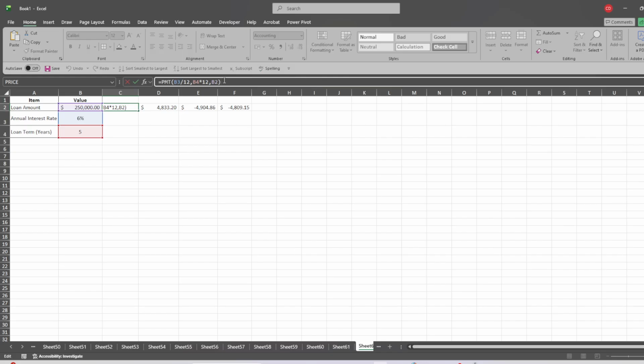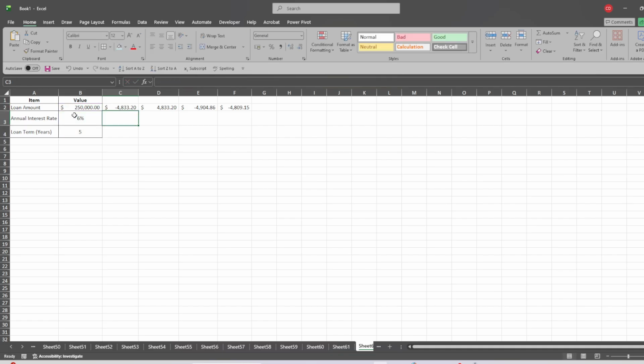This formula works because B3 divided by 12 converts the annual interest rate into a monthly rate, and B4 times 12 converts the loan term from years into months. When you press Enter, Excel returns the monthly payment. You'll usually notice that the result appears as a negative number. That's normal because Excel treats it as money flowing out.